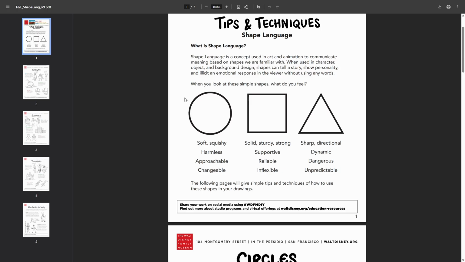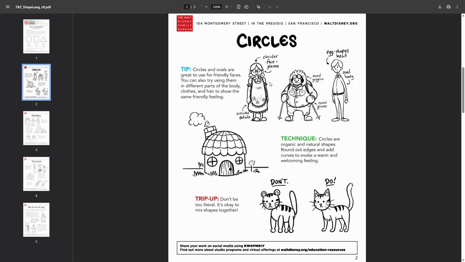So for example, here we have the three most basic shapes. We have the circular, or spheric: friendly, harmless, approachable, changeable. This is important. Usually, round things can be interpreted as this. For example, think about Kirby. This is literally what Kirby is. We have the square as well that is solid, sturdy, inflexible, and we have a triangular one that is sharp, dangerous.